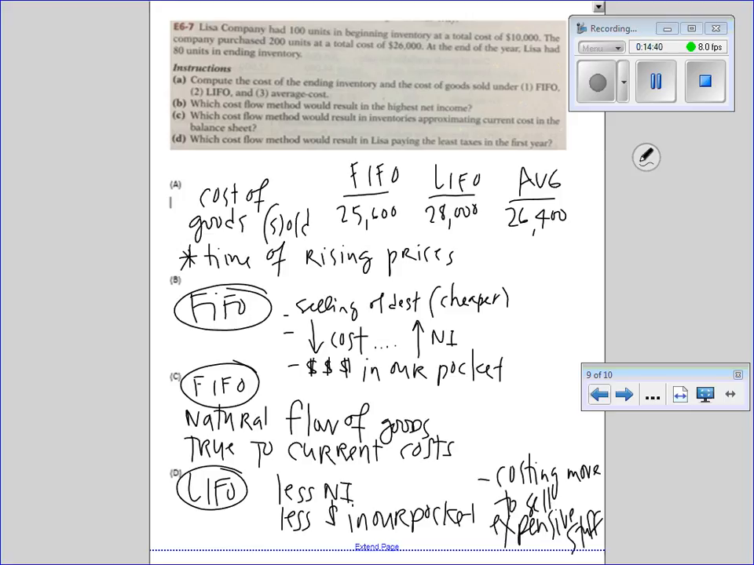So why wouldn't everybody use the LIFO method to reduce their net income and pay less taxes? Well, it's not real natural. It's not going to work in the food industry or a perishable industry, because who's going to buy the moldy strawberries? No one. With LIFO, if we never sell the oldest stuff that we buy, it's just collecting dust.